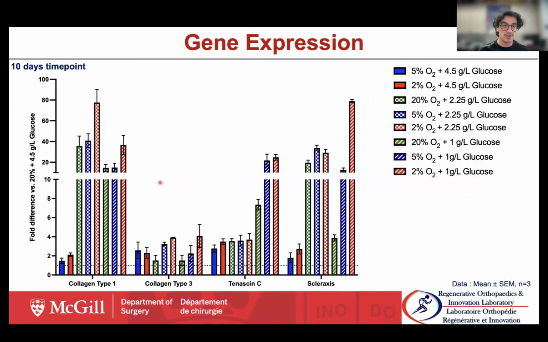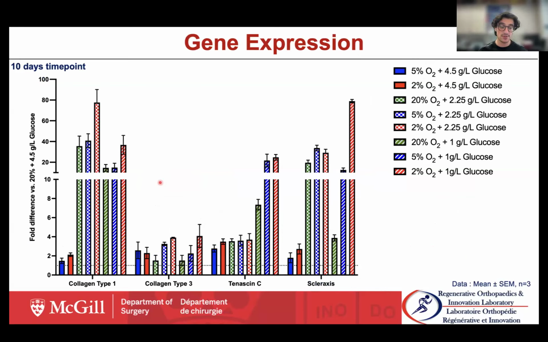So the last thing that I wanted to show you today, and that we screened for, is the expression of key ligament markers, to know whether this hypoxia, along with the lower glucose concentrations, is actually further driving the ligamentogenesis of these bone marrow-derived stem cells.